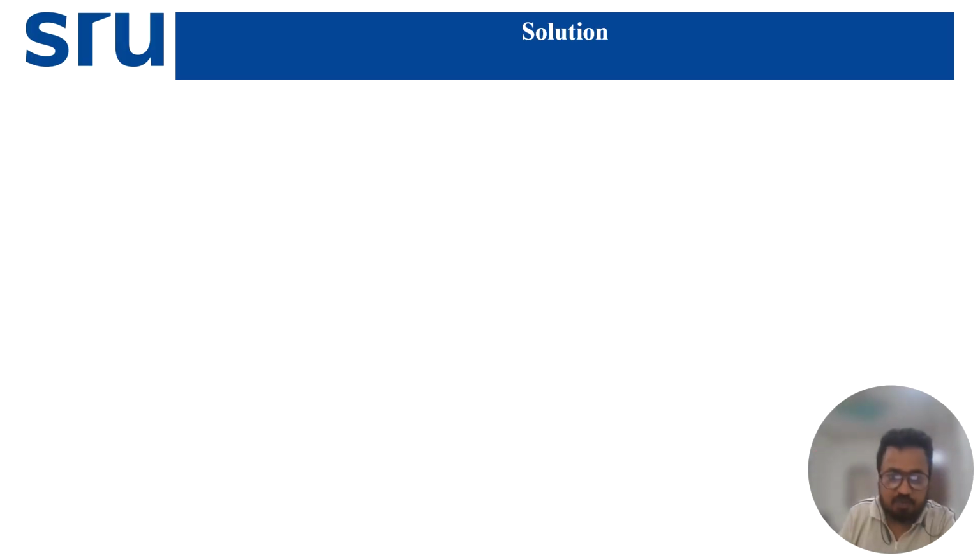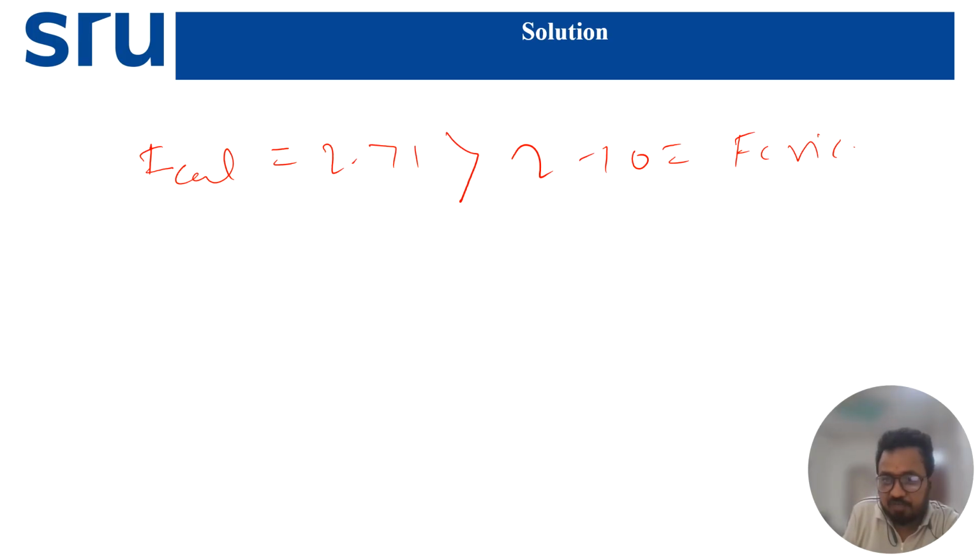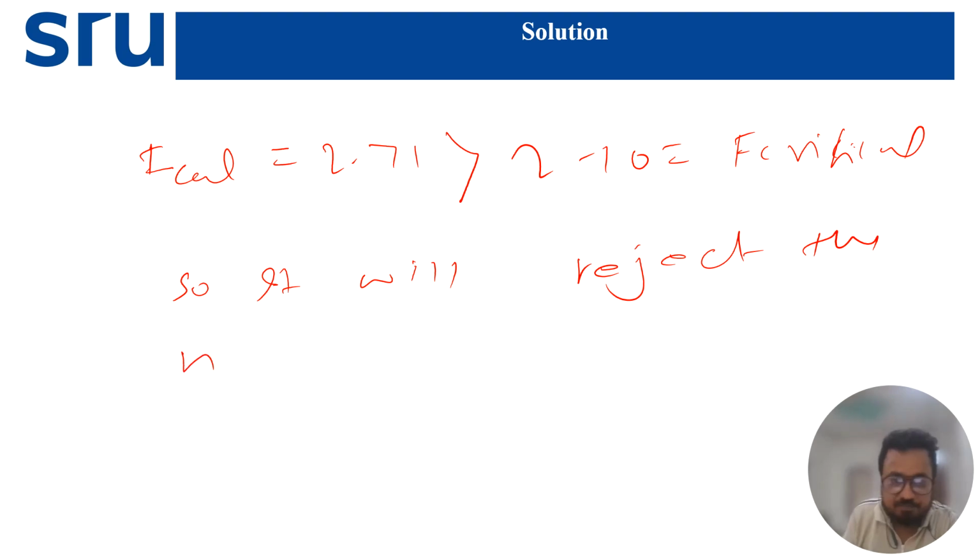So what have we found here? We found that the calculated value 2.71 is greater than 2.10, the F critical value, so we reject the null hypothesis.